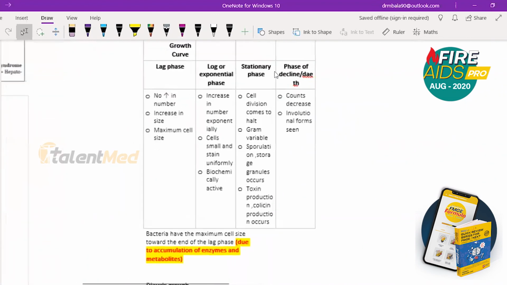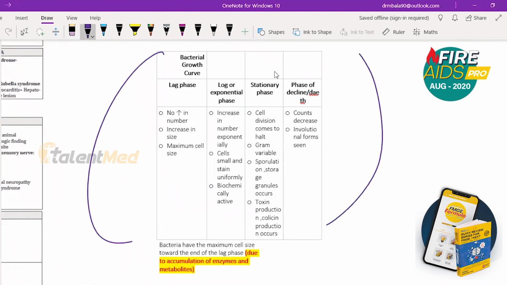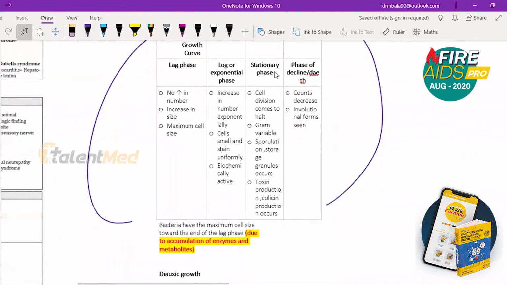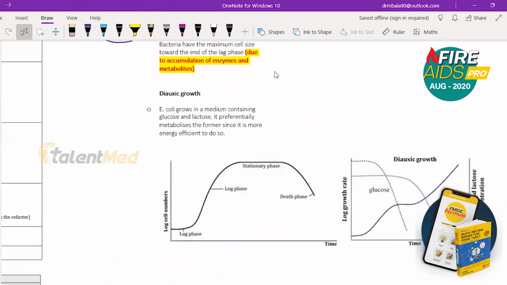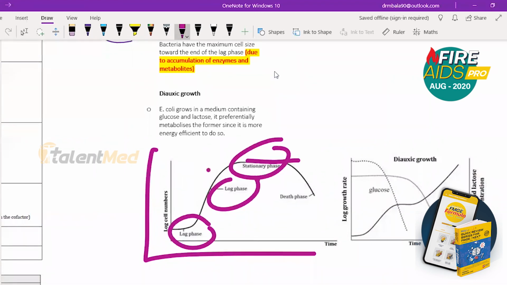Then there's something called the bacterial growth curve. I would like to show this because there's a chance of getting a picture of it. Here is the picture of the bacterial growth curve. A curve would be given to you, which will have a lag phase and a log phase, and finally a stationary phase, which will be followed by a death phase. It's simple: the beginning of the growth, the peak of the growth, the maintenance of the peak of the growth, and then the death. If you know these 4, that should be fine.